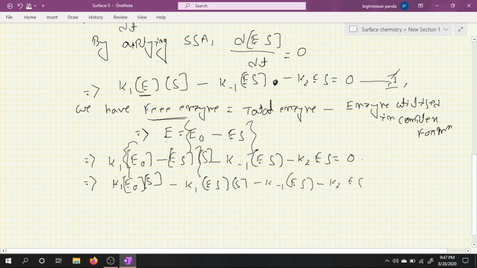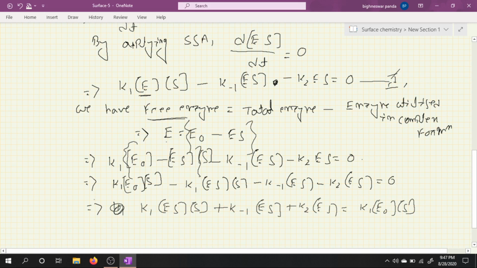By taking all the negative terms on that side, I can simply write K1 ES into S plus K minus 1 ES plus K2 ES equal to K1 E naught S. By taking common ES, I can get ES into K1 S plus K minus 1 plus K2, and it will be equal to K1 E naught S.